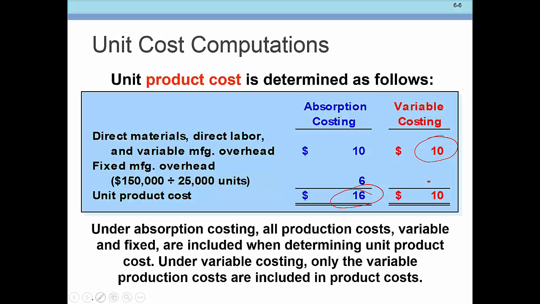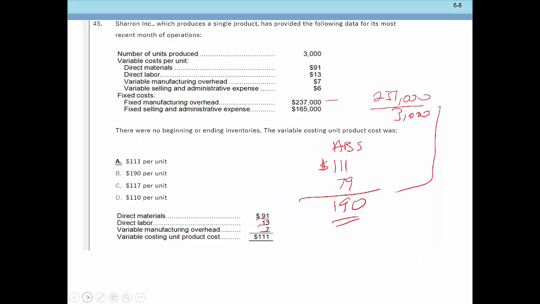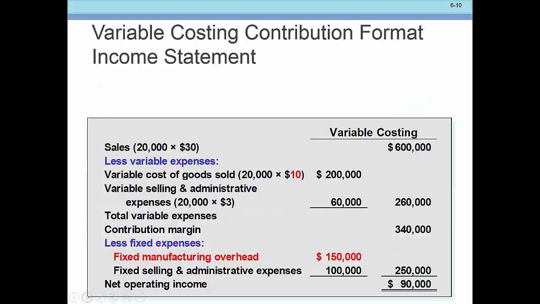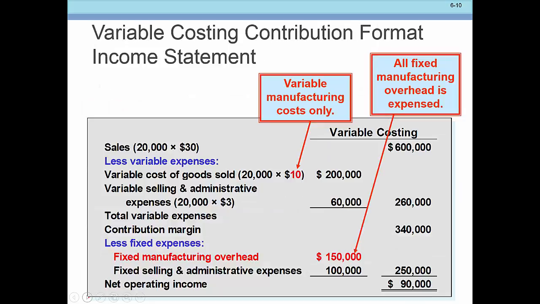Okay, so we've got this $10 that we're doing for variables. So we sold the 20,000 units at $30. That's 600,000. We sold 20,000 units under variable costing using $10 per unit. We sold 20,000 for our selling and administrative variable cost. So that gives us total variable cost of 260. That gives us a contribution margin of 340, right?